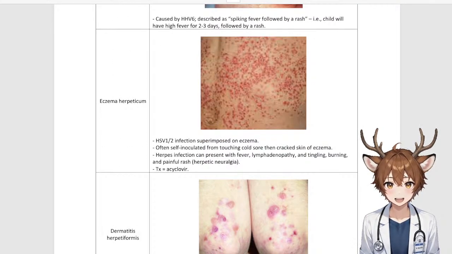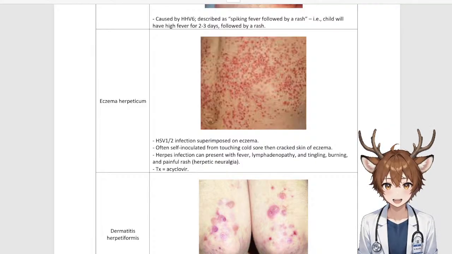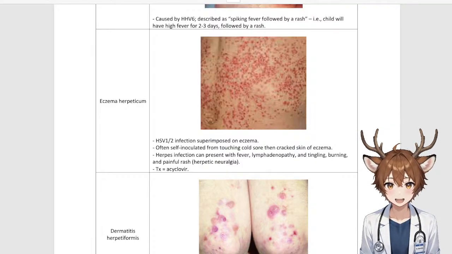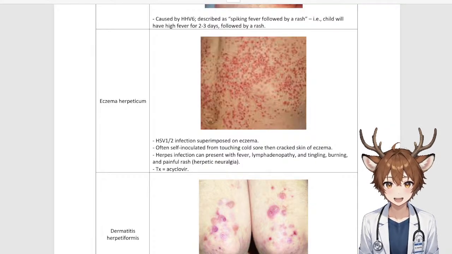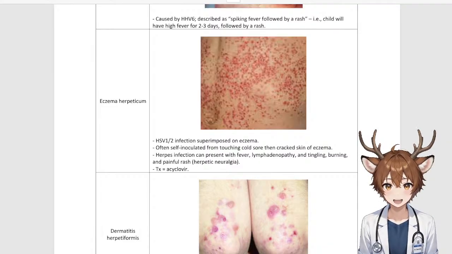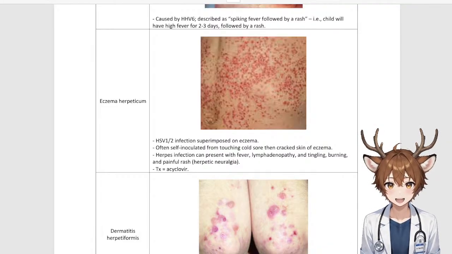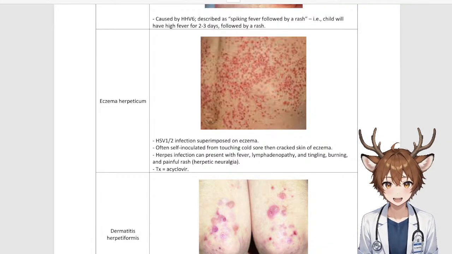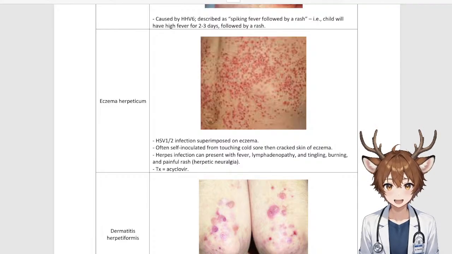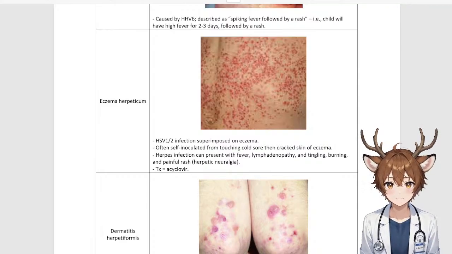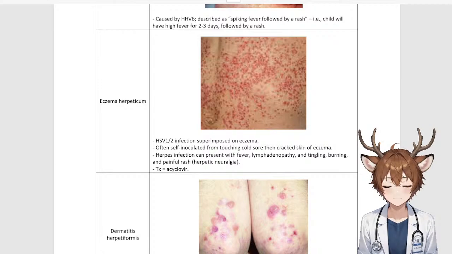Eczema herpeticum: HSV1/2 infection superimposed on eczema, often self-inoculated from touching a cold sore when the skin of eczema is cracked. Herpes infection can present with fever, lymphadenopathy, and a tingling, burning, and painful rash, herpetic neuralgia. Treatment would be acyclovir.